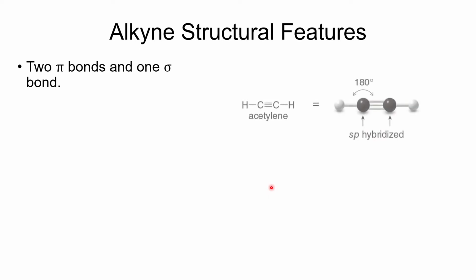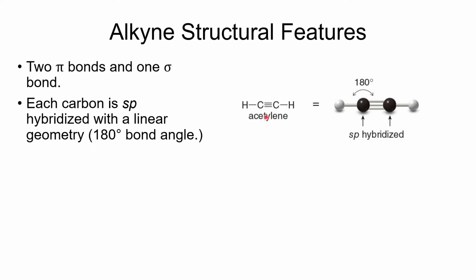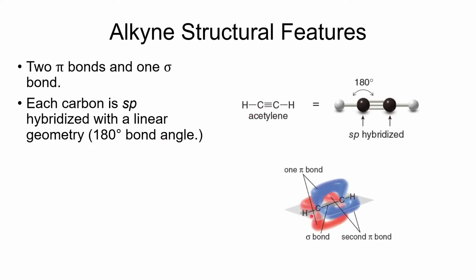So a few of the alkyne structural features. There are 2 pi bonds and 1 sigma bond. This is something that we have talked about extensively before. The carbons are sp hybridized. They're linear. They have a 180-degree bond angle. And then here is a representation of what those 2 pi bonds look like. The pi bonds are perpendicular to each other. So there they are, perpendicular to each other, and the sigma bond is there in the middle.